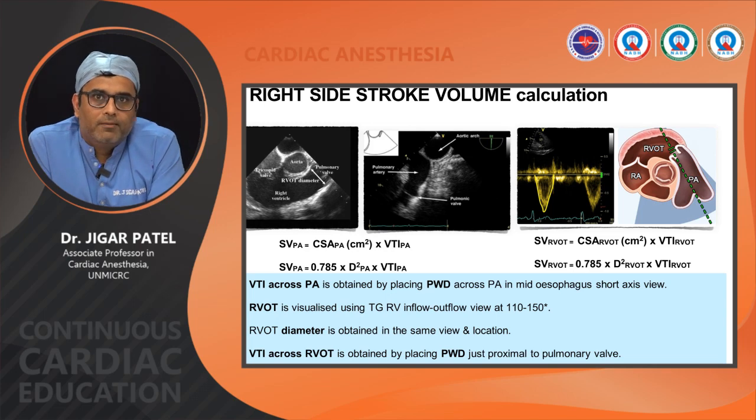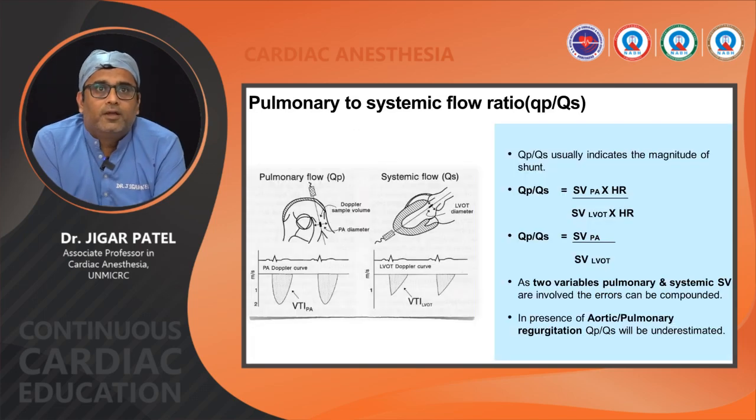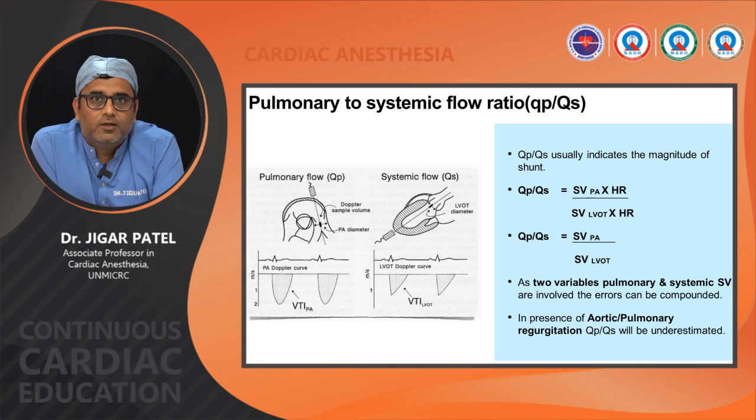So after measuring, you have to measure cross sectional area and VTI in the same image, to avoid any error. After measuring cross sectional area and VTI, you will get stroke volume across the RVOT and pulmonary artery. Now based on this, you can calculate the pulmonary to systemic flow ratio. QP/QS usually indicates the magnitude of shunt.